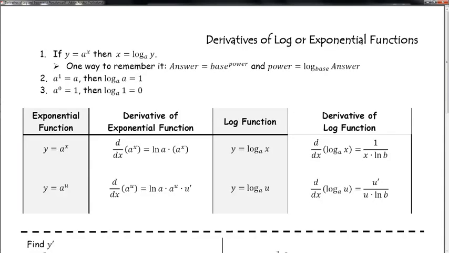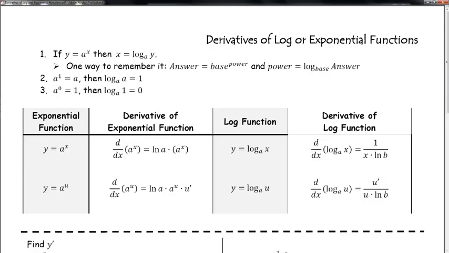Derivative of log or exponential functions. What you're going to learn today is what if I don't have a base of e, what if I have a base of something else. And what I want to try to show you is a pattern that's very similar to e to the x and ln. So let's just get going.